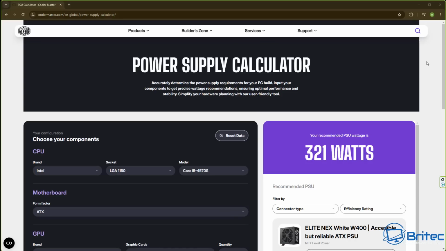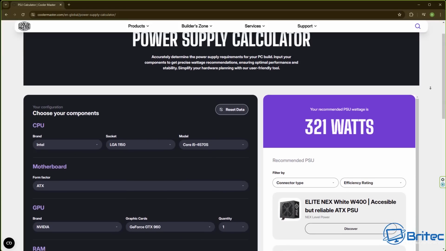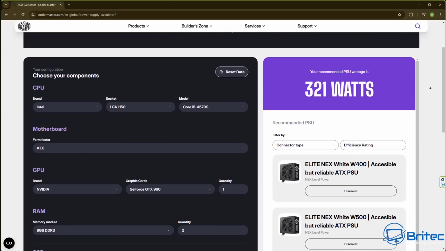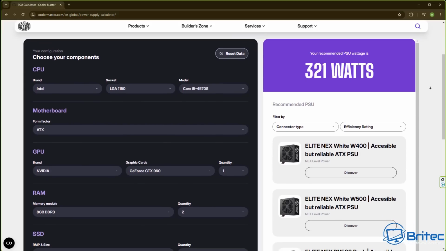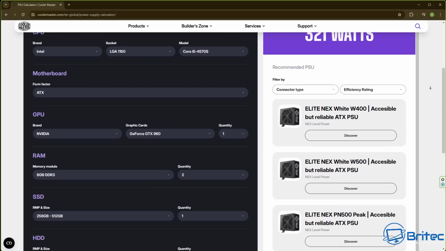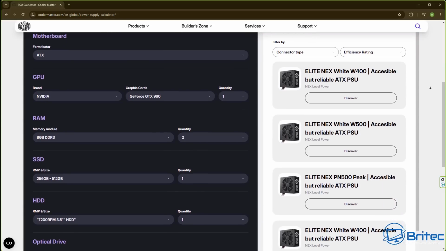So when you go over to a power supply calculator, and I put in all of the specs for that particular system, which is for the Core i5-4570S, and also the graphics card that they used, which is the GTX 960, and also the RAM, which was 16 gigabytes. I put all that in and put the SSD in there and everything else. They were recommending 321 watts. Now, that is obviously more than 170 watts.